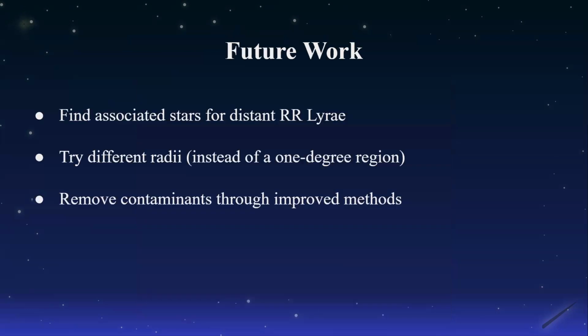Our research is not yet complete, and our mentors, along with our other research collaborators, will continue working on this project to find associated stars for distant RLI. The 1-degree region that was mentioned earlier was chosen arbitrarily, so in the future, we will consider testing out different radii to see if we can find additional associated stars. Lastly, we would want to improve our methods for removing the contaminants in our data, such as the Sagittarius stream and the globular clusters. Thank you.